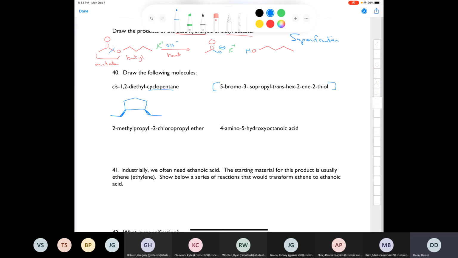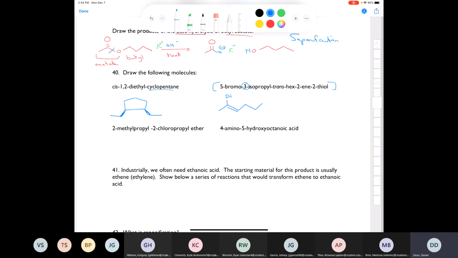5-bromo 3 isopropyl trans 2 hexene 2 thiol. Well, you got hex 2 ene and it's trans. So we got 1, 2, 3, 4, 5, 6 carbons like that. And on the second carbon, we have a double bond like this. On the second carbon, we have a thiol. That's going to go here like this.